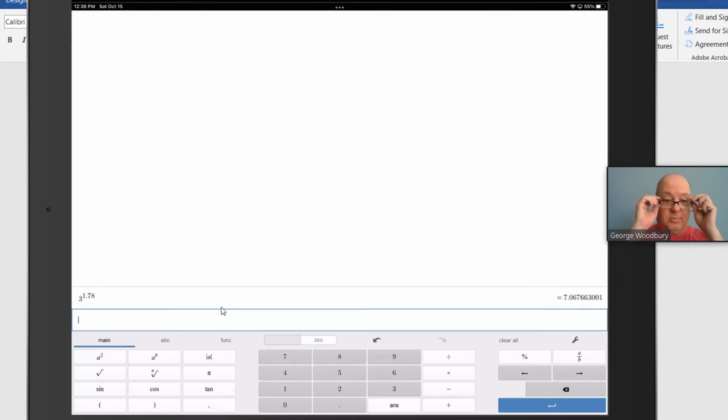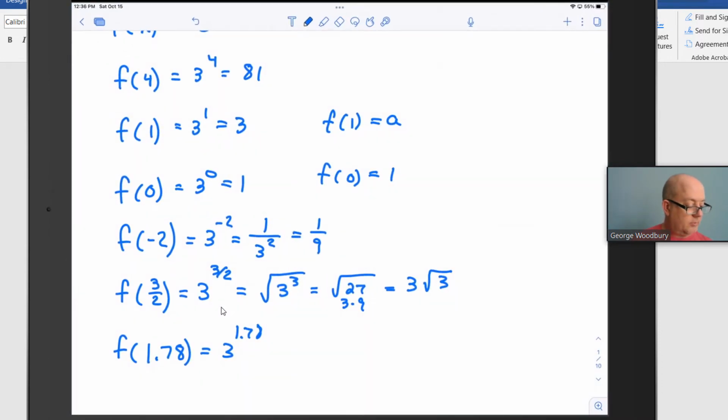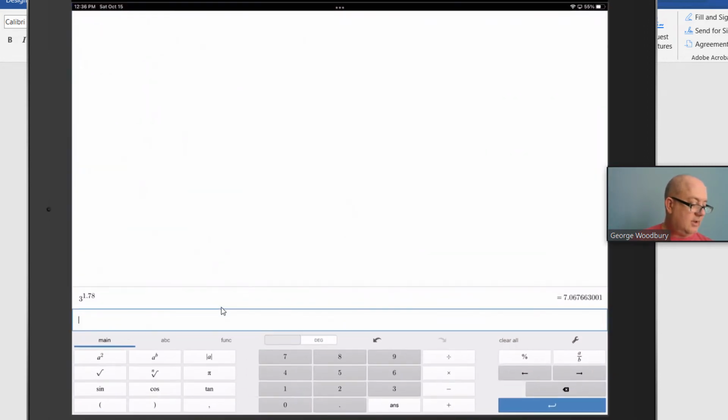Put on something so I can see what it says. I've got 7.067663001. You would need to be told how many places to round this to. I'm going to round this to the nearest thousandth, or 3 places. So that's approximately 7.068. Because we had 7.0676, we round that 7 up.